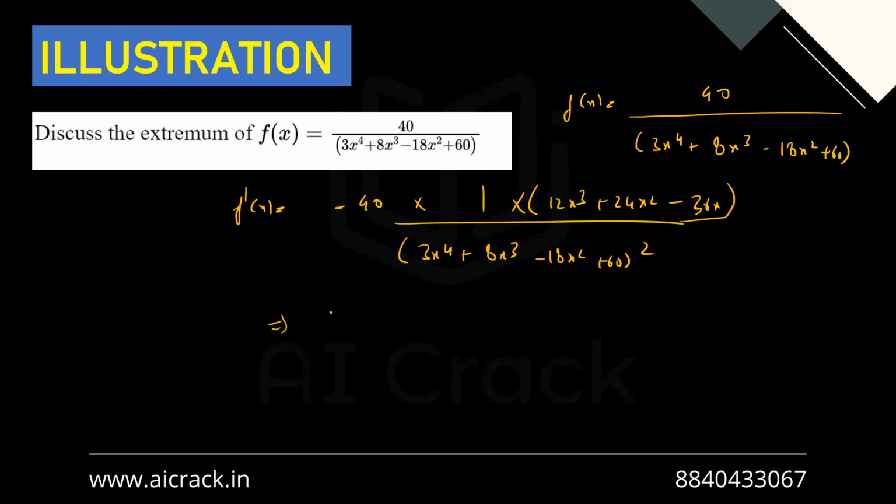So we are getting what we have over here. Let's take 12 common from here. So minus 40 into 12 into x, and also we'll be getting x^2 plus 2x minus 3, divided by, let's call it A, a square. So this is a square. So what we have got over here is 12 into 40 into minus x multiplied by (x plus 3) and (x minus 1).